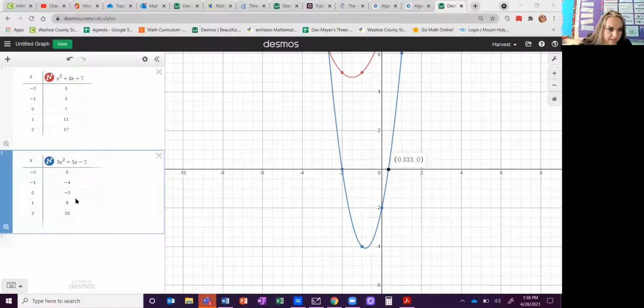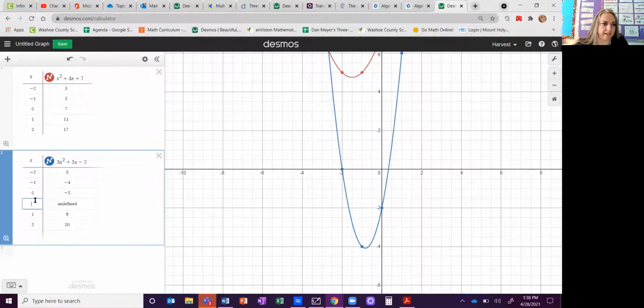It would be in between -2 and the next value. So I'm going to click on the left and add another space, and I'm going to put 1/3. And there it is. There's that point. So there's 2 zeros, 2 solutions, where one x is -2 and one of the x's is 1/3. So the graph really helps with that.